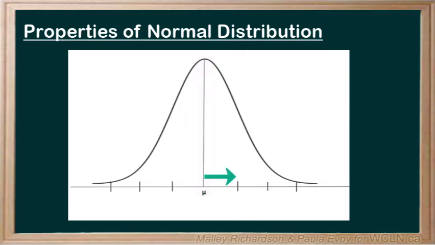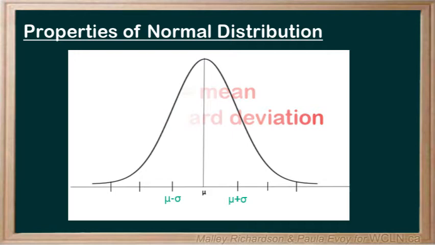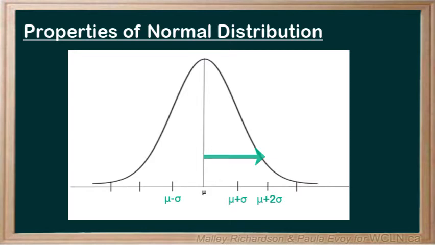One standard deviation to the right of the mean is mu plus sigma, and one standard deviation to the left of the mean is mu minus sigma. Remember, mu is the mean and sigma is the standard deviation. Two standard deviations to the right of the mean is mu plus 2 sigma. Two standard deviations to the left of the mean is mu minus 2 sigma, and so on.